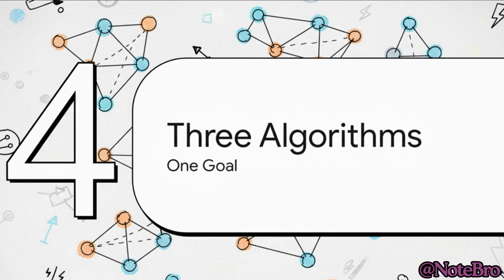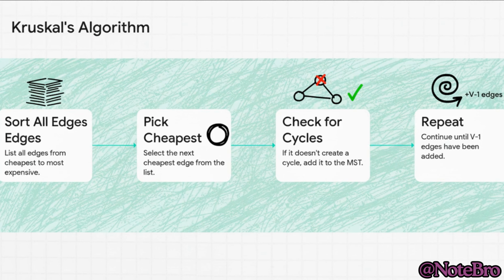They all have a slightly different strategy, a different way of thinking about the problem, but they all get to the exact same perfect result in the end. First up, we have Kruskal's algorithm. Think of this one as the meticulous planner.